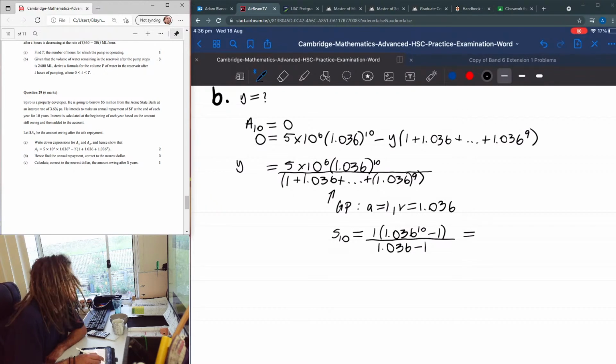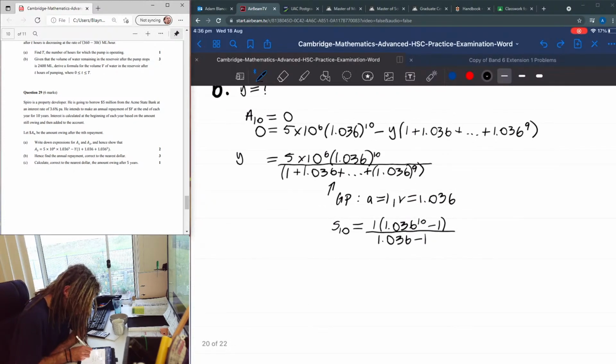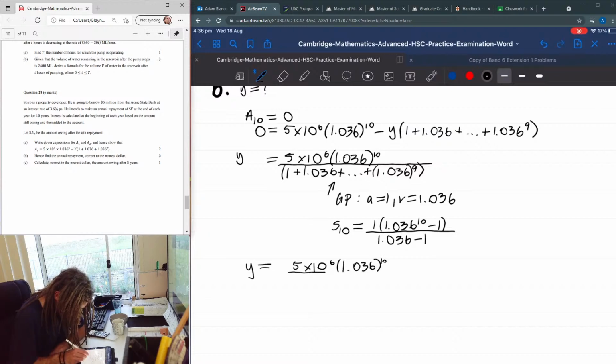Yeah, I don't really like that I'm going to be rounding here. Maybe I don't round. Oh, this is going to look so disgusting. 5 times 10 to the 6, 1.036 to the 10, all over 1.036. You need to make sure you type this into the calculator correctly.